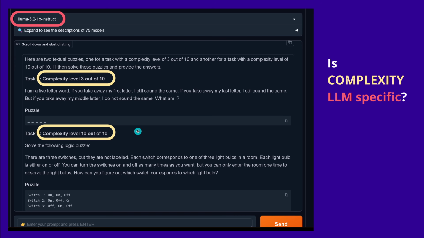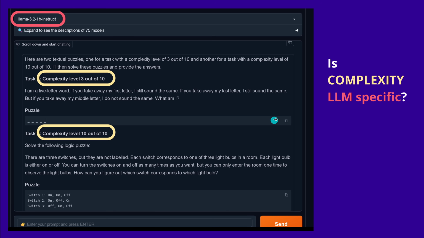What is the 10 out of 10 example? There are 3 switches, but they are not labeled. Each switch corresponds to one of 3 light bulbs in the room. Each light bulb is either on or off, and you can turn the switches on or off as many times as you want. But you can only enter the room 1 time to observe the light bulbs. Can you figure out which switch corresponds to which light bulb?